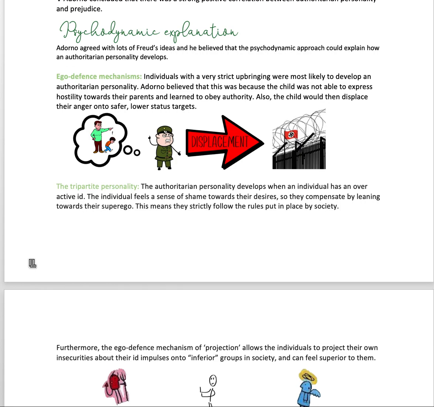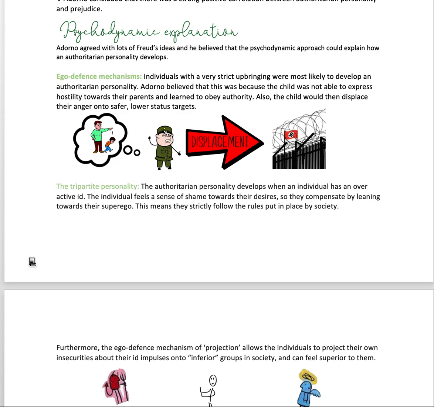The tripartite personality. So the authoritarian personality has an overactive id. So that means they have intense levels of desires and they feel ashamed about that. So their pleasure principle is highly active and they're very embarrassed about that. So they compensate by having a strong superego. So if you've got an overactive superego, that means that you're very obedient, you're going to follow the rules of society and be very disciplined and strict in those senses.